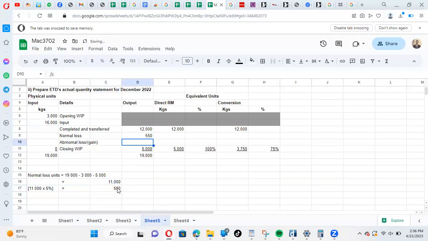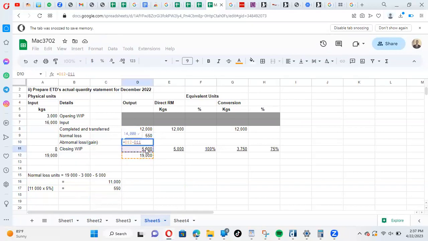All right. That's what we have there. Very easy. So at the end of the day, all these here have to add up to 19,000, right? Any discrepancy there is going to fall under an abnormal loss or an abnormal gain.